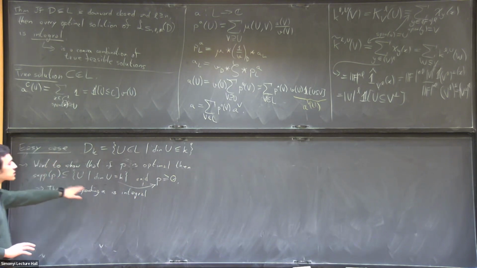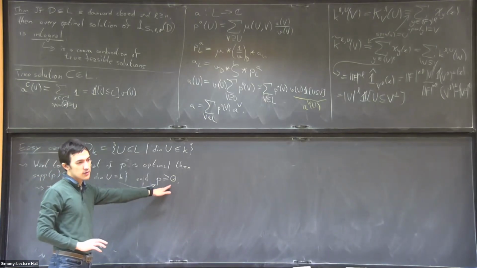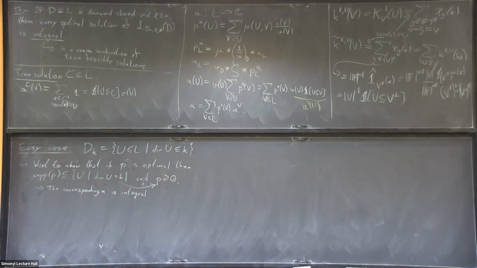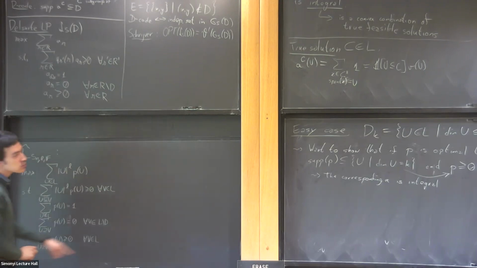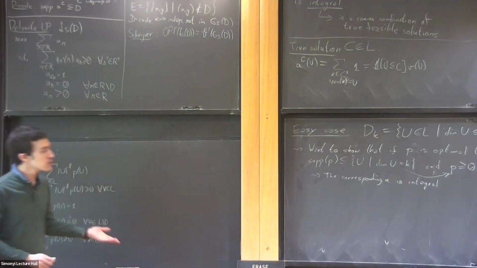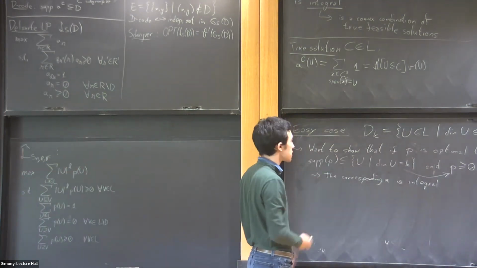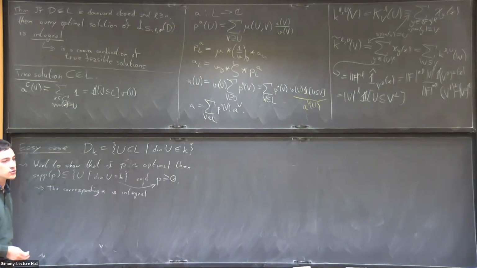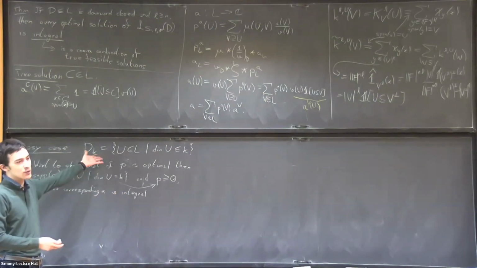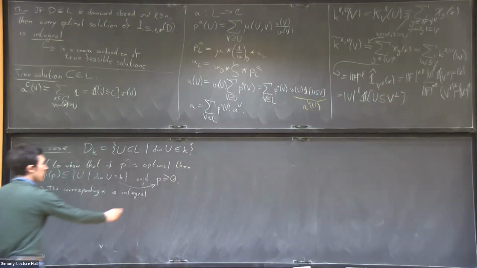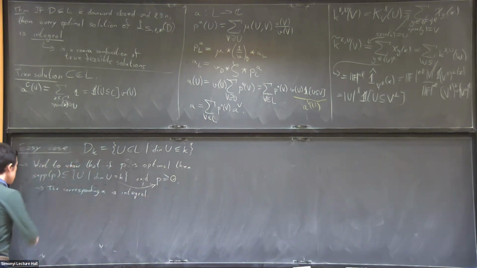And once I show this, it's obvious that P is non-negative, right? From this restriction, because it's a feasible solution. This restriction shows it's non-negative, and this restriction says sums to 1. So there is a convex combination. So this means that the corresponding program that lives before the change of basis, A, is an integral solution, even though I'm using something that is not really what I'm interested in, right? Okay, so let's prove this.